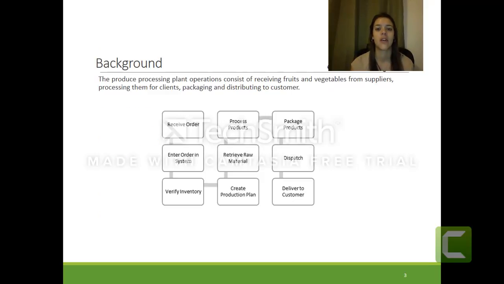Our background: our processing plant consists of receiving fruits and vegetables from suppliers as raw material, processing them, including cutting and packaging them, and distributing them to customers.